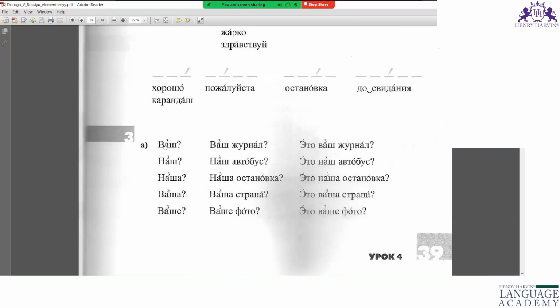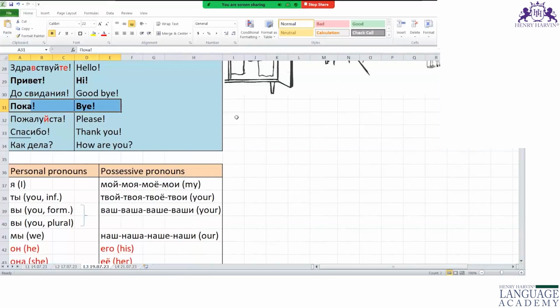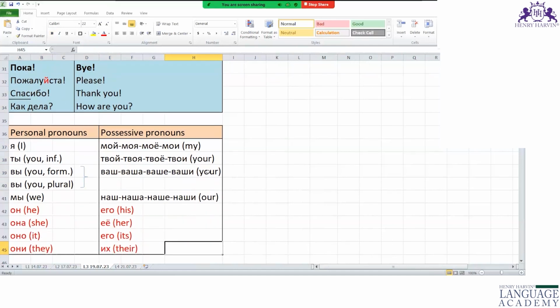Then we had ваш, наш, наша, ваше, наше. So let me just very quickly explain what we had. We had personal pronouns like I, you, we, he, she, it, they, and how we change them into possessive pronouns, or correctly in English, they're called possessive adjectives, okay?